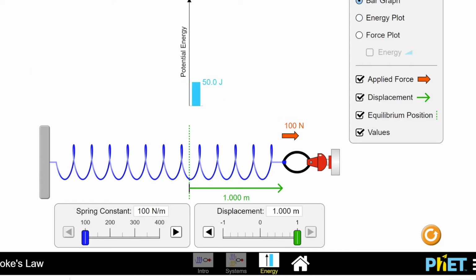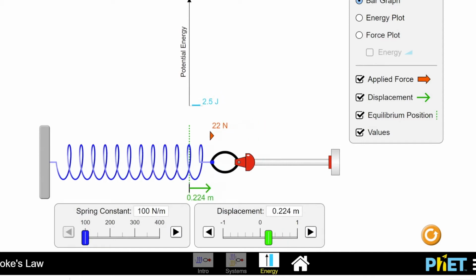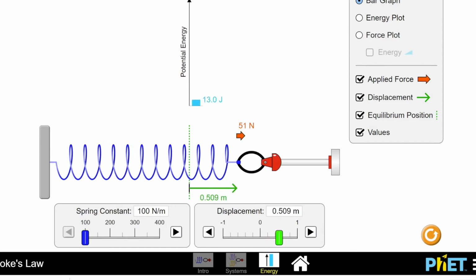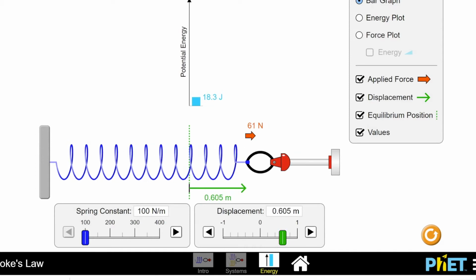So we can show that quickly here. Okay, so if we just decrease the extension, there's less energy stored in the spring. If we increase the extension, there's more energy. And if that were for a larger spring constant, then you'd need more energy to stretch that spring the same amount.